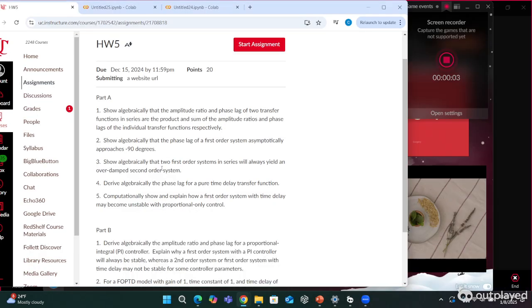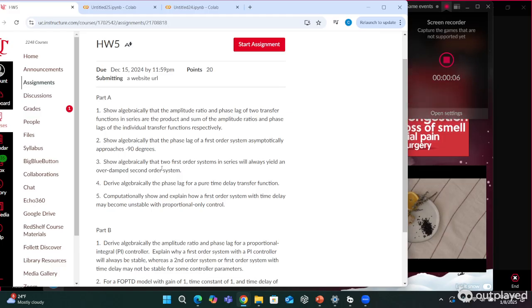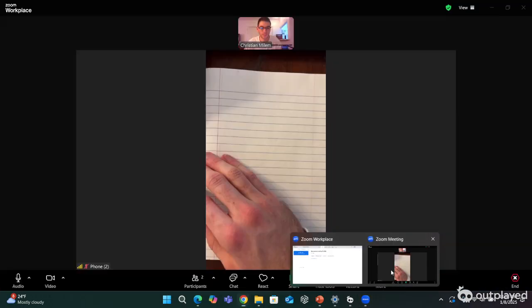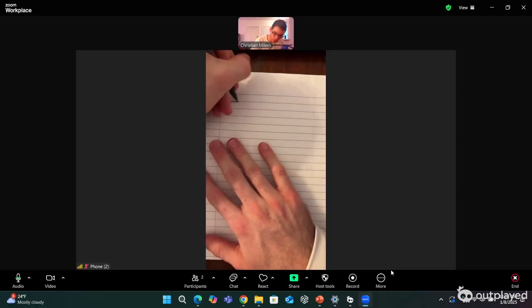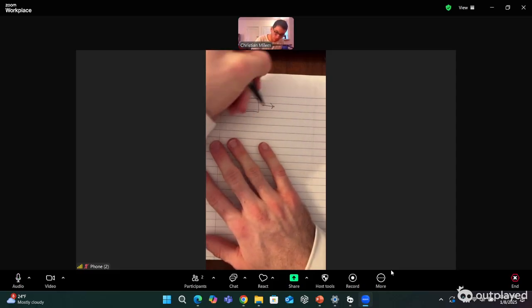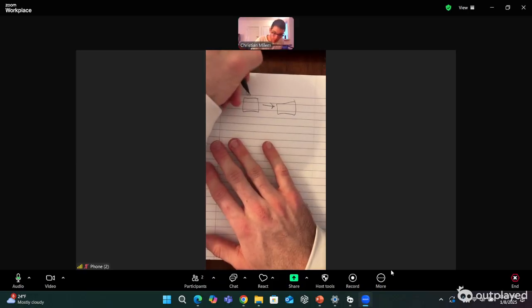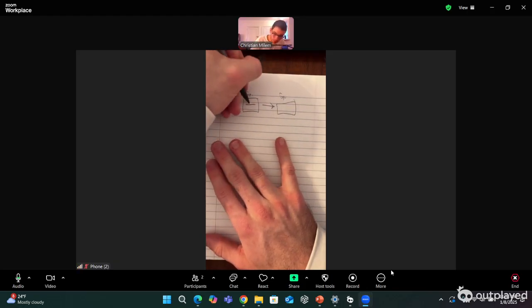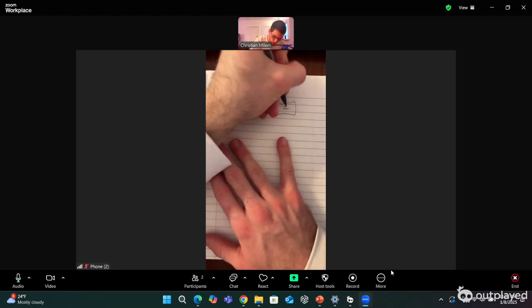Alrighty. Next part, show algebraically that two first-order systems in series will always yield an overdamped second-order system. Okay. What we have going on is two first-order processes, GP1 and GP2. And we know that our transfer function for that is K1 over tau 1 s plus 1, and then this one is K2 over tau 2 s plus 1.